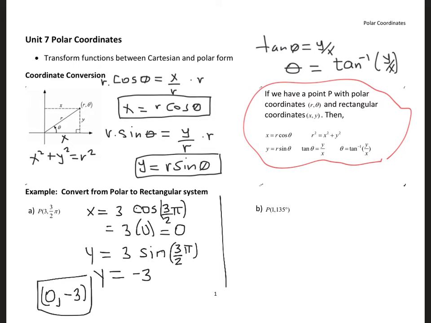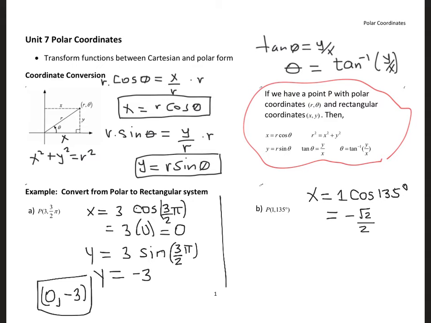Now let's do the other one here. So we start by getting the x coordinate, and this is going to be given by the radius, which is 1. We multiply by cosine of 135. And 135 is on the unit circle, so I can just look at the value from there. So 1 times cosine of 135, and cosine of 135 is negative square root of 2 over 2.